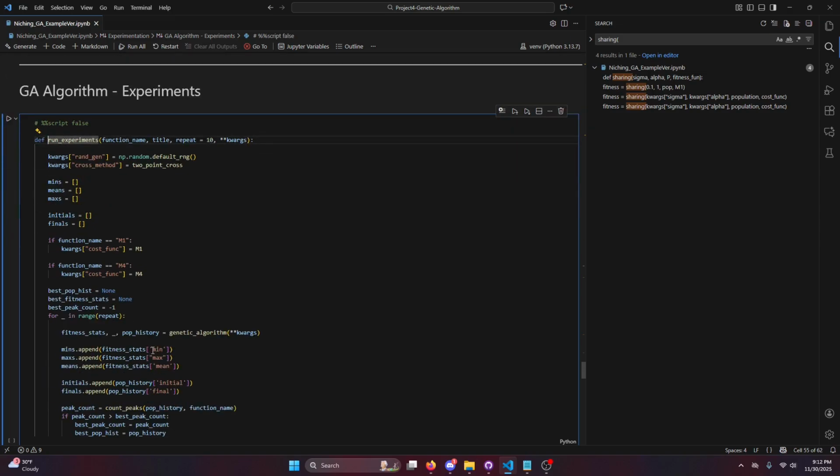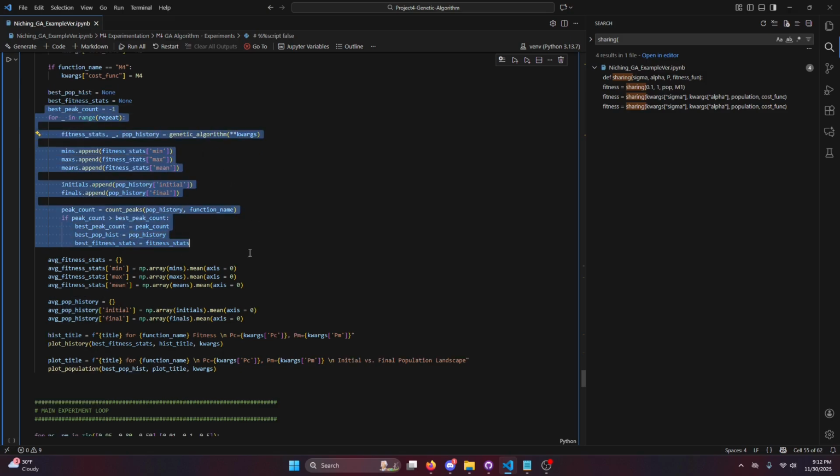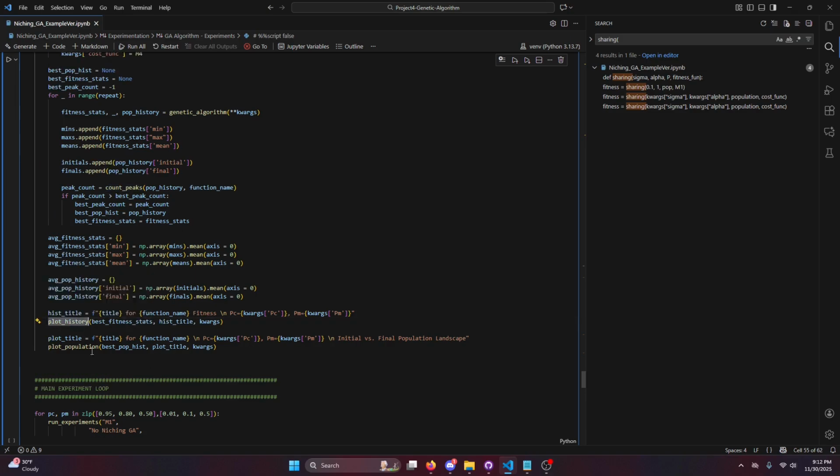So run experiments, what it does is for 10 repetitions, we run the genetic algorithm, which returns our fitness statistics, which themselves show the min, max, and mean fitness value over time, as well as the population history, which shows the point locations. So we have our initial and our final, which we end up graphing for our report. And out of those 10 repetitions, we count the peaks and take the one that has the highest peak count as our representative. And then we plot our history and we plot our population.